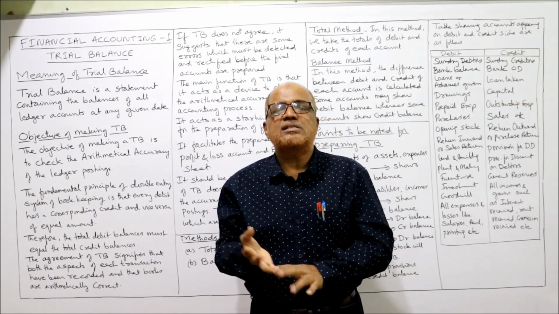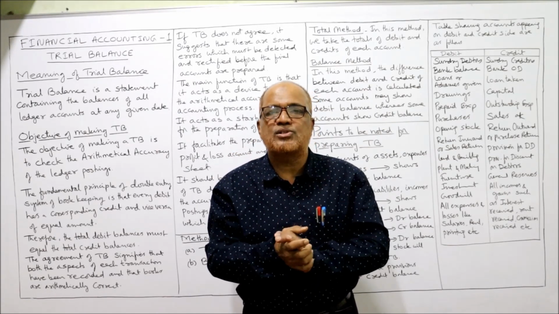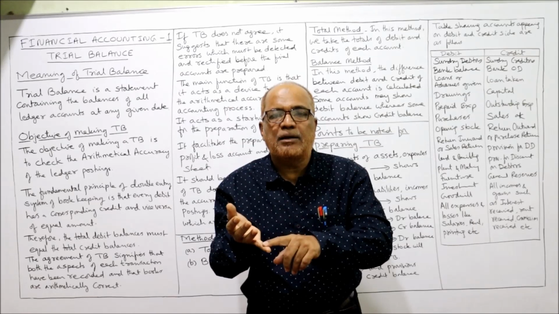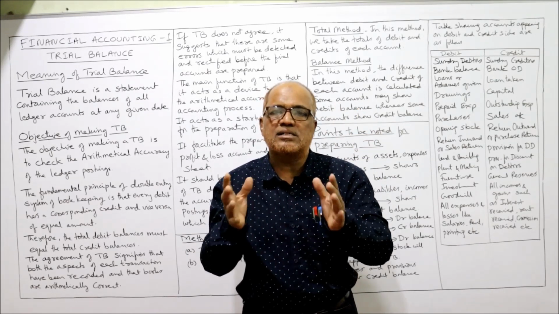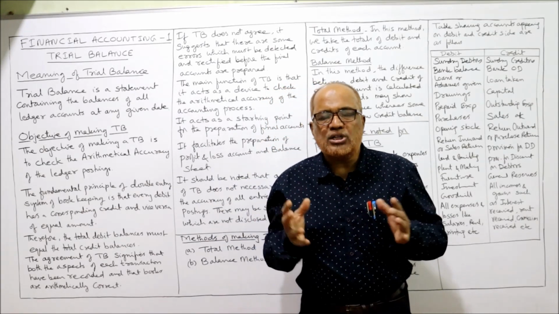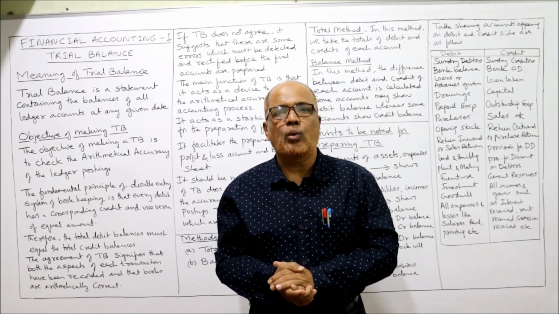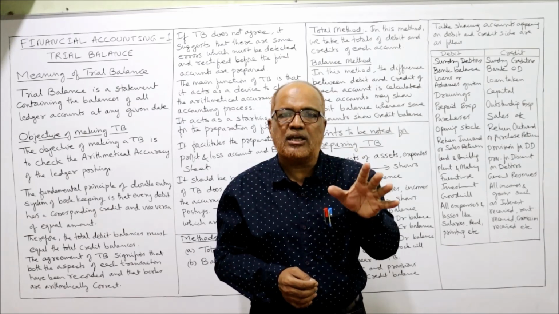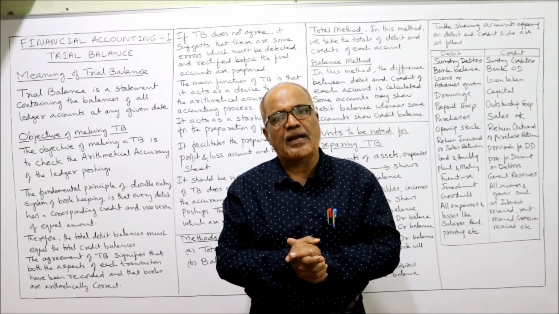So what is the meaning? The meaning of trial balance: it's a statement which is prepared before preparing the financial statements. In this statement, we take all debit and credit balances of ledger accounts. That is the trial balance. What is the objective of trial balance? The objective of the trial balance is to check the arithmetical accuracy, whether arithmetically the books of accounts are accurate or not. To check that, we make the trial balance.